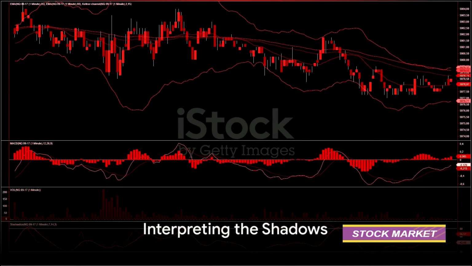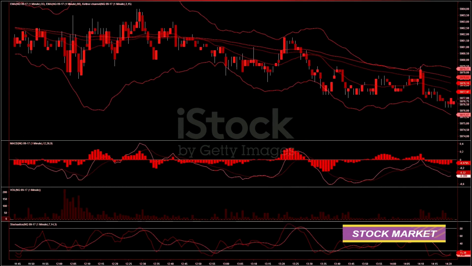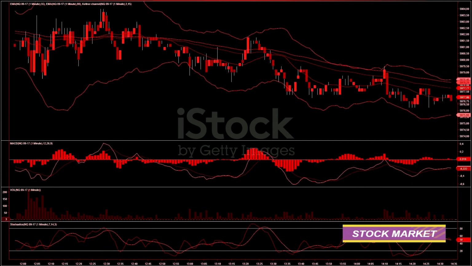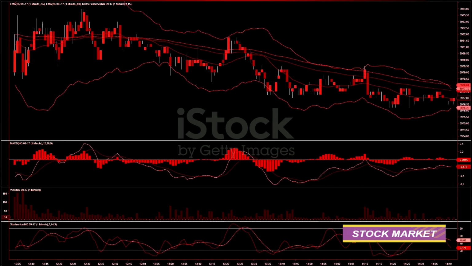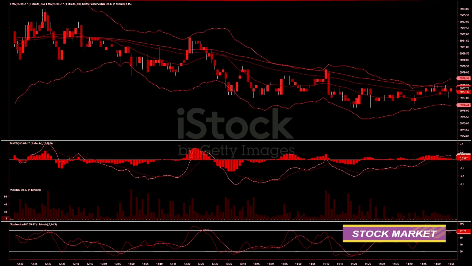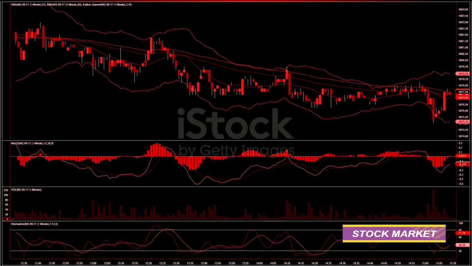The upper shadow tells us the highest price that buyers were willing to pay during that period, while the lower shadow shows us the lowest price that sellers were willing to accept. If the upper shadow is long, it indicates that buyers were aggressive during the period, but if the lower shadow is longer, it tells us that sellers were more forceful.